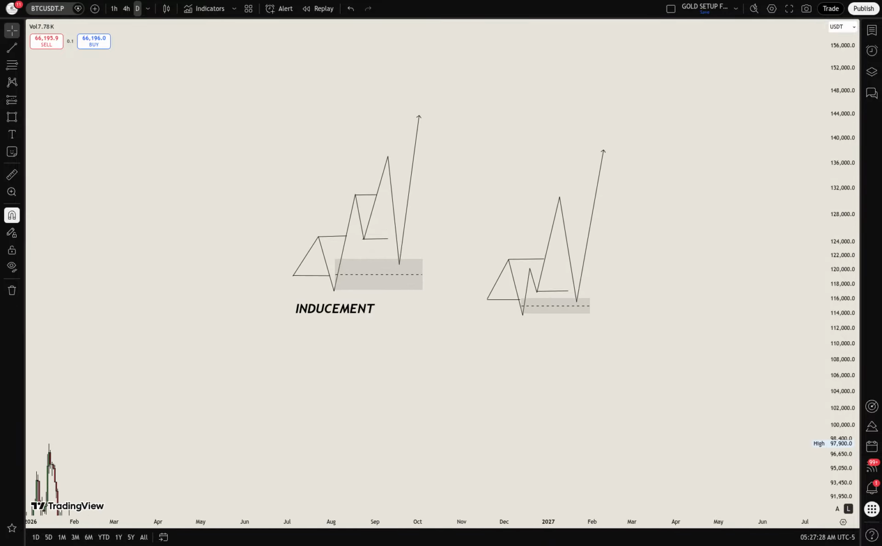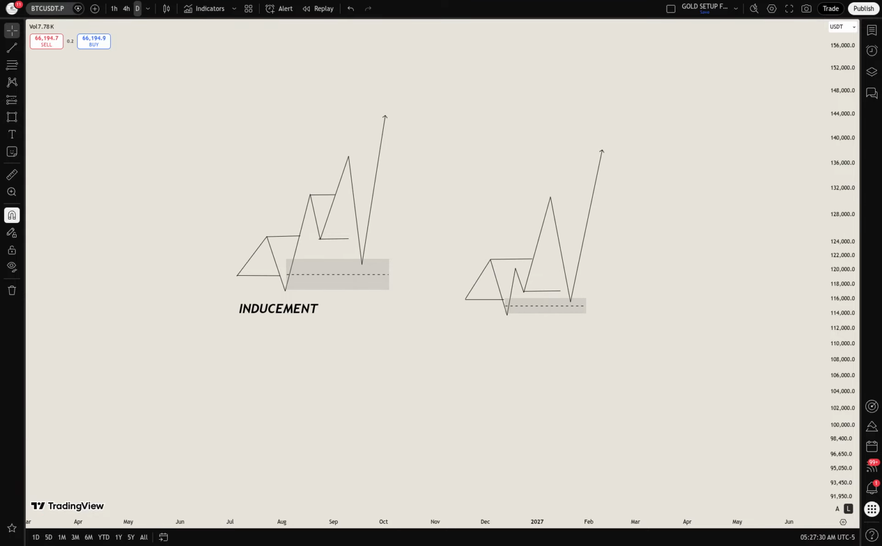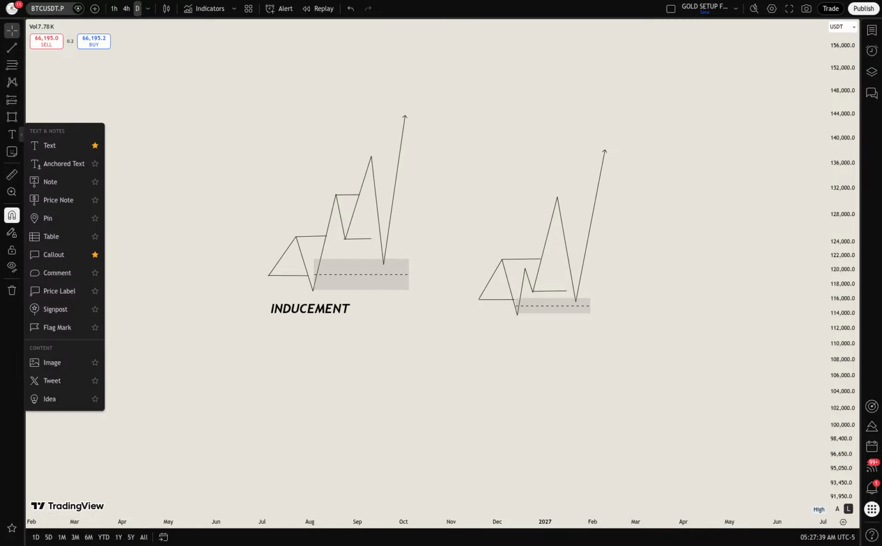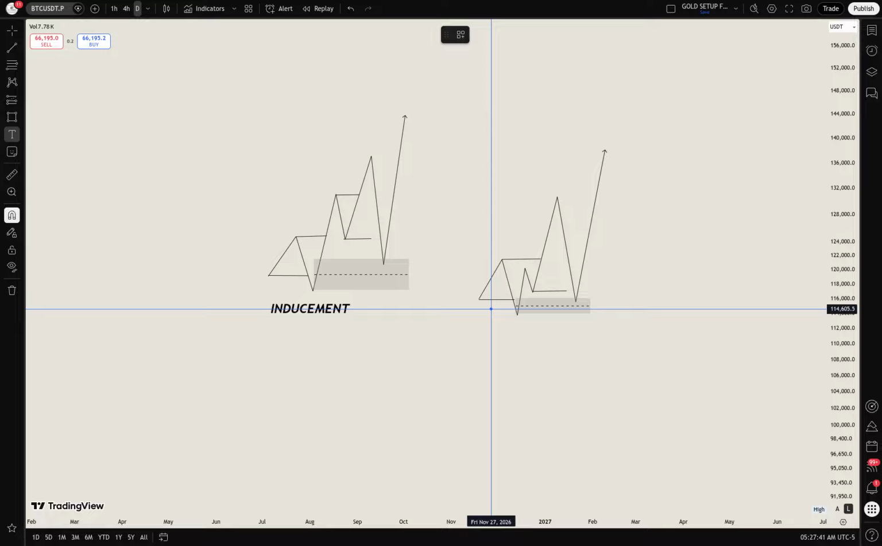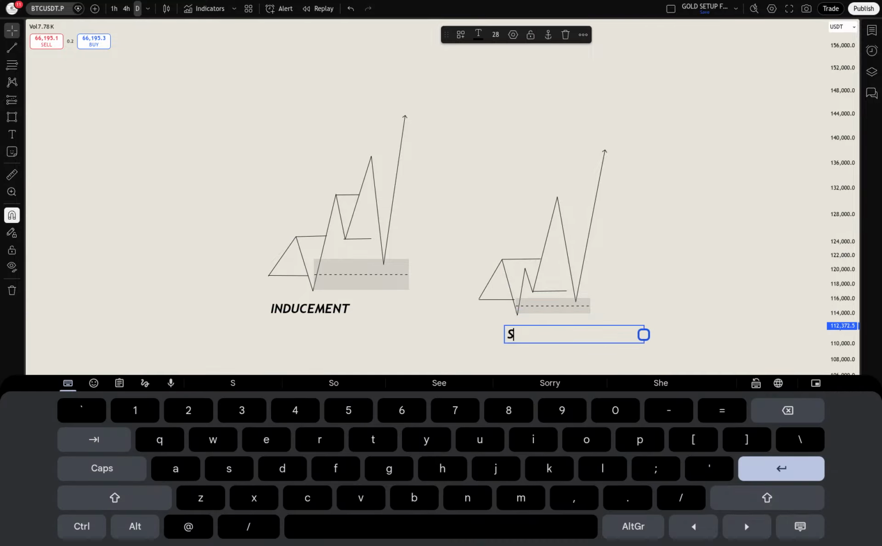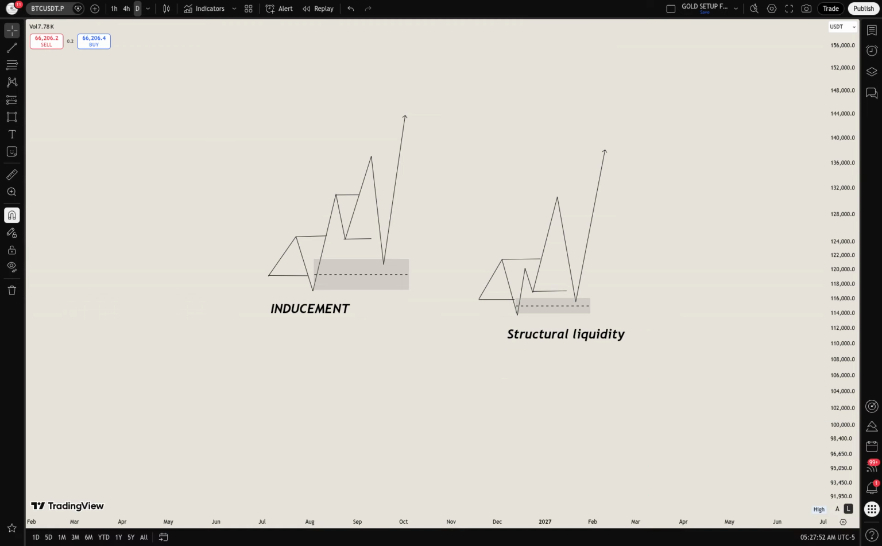But in the case of a structural liquidity, we don't have the pullback after the break of structure. We have that pullback before the break of structure, just like so. So this is an example of structural liquidity. This is how we are to see structural liquidity. We want to first identify a sweep, then a pullback before a break of structure.